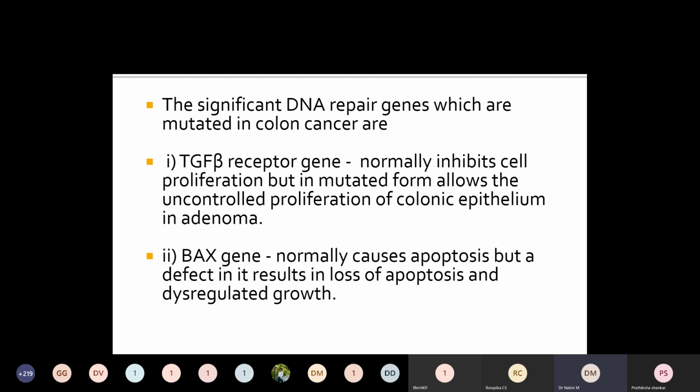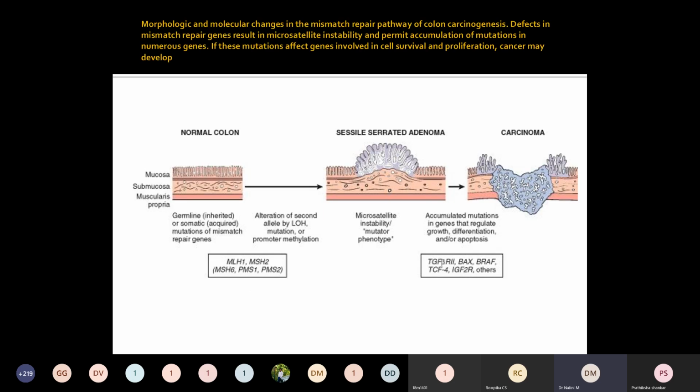What is the role of TGF beta? It normally inhibits cell proliferation. When this gene is mutated, it does not inhibit cell proliferation, but causes uncontrolled proliferation of colonic epithelium in the adenoma. The second most important gene is the BAX gene. What does the BAX gene do? We already know it's a pro-apoptotic gene. So when it becomes mutated, there is loss of apoptosis and dysregulated, uncontrolled growth.